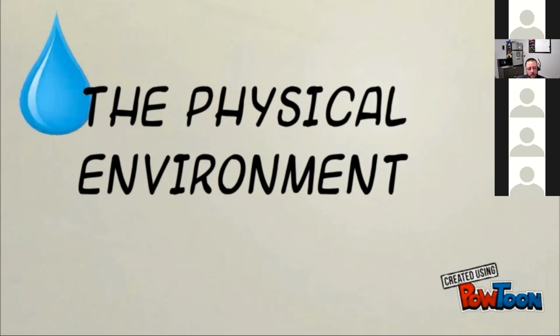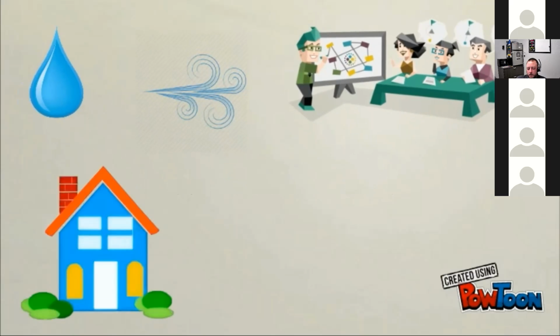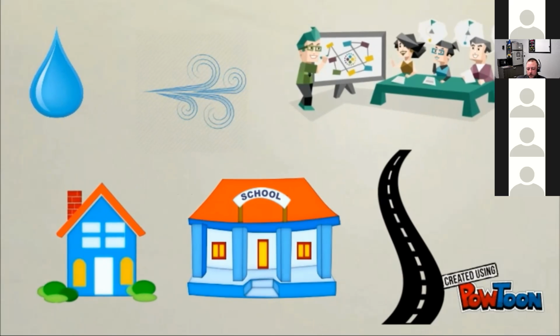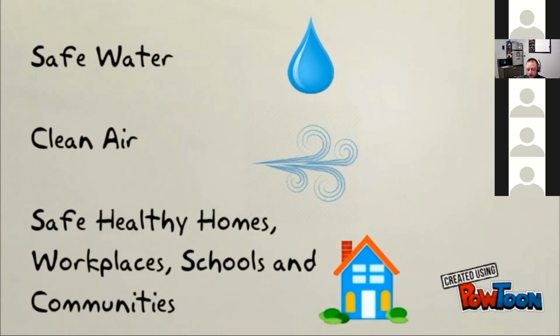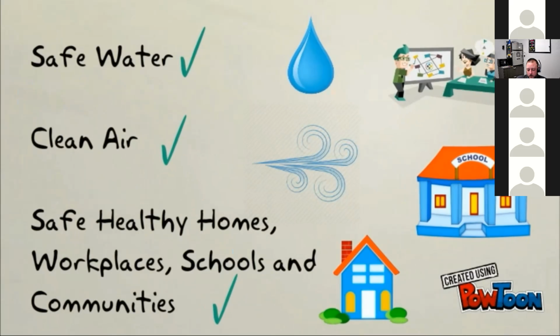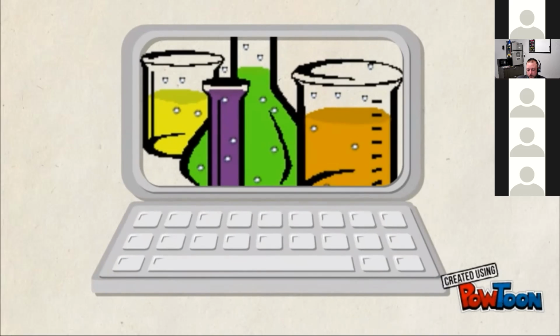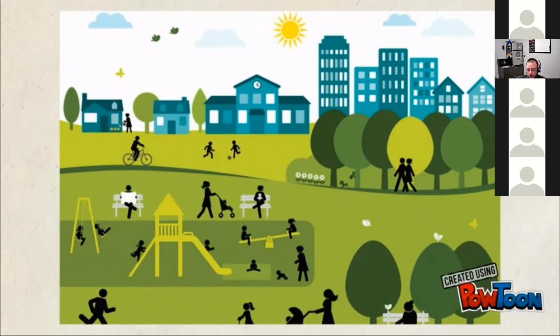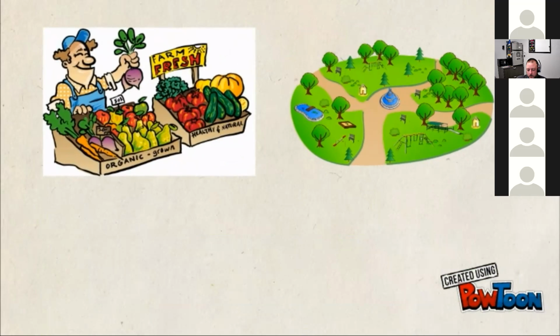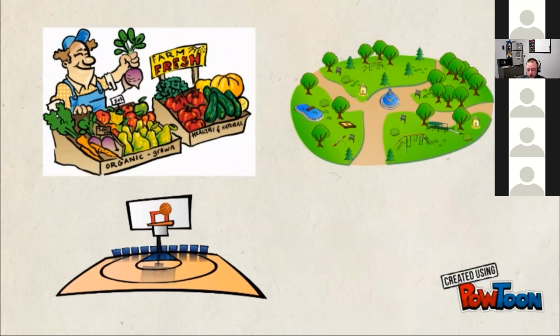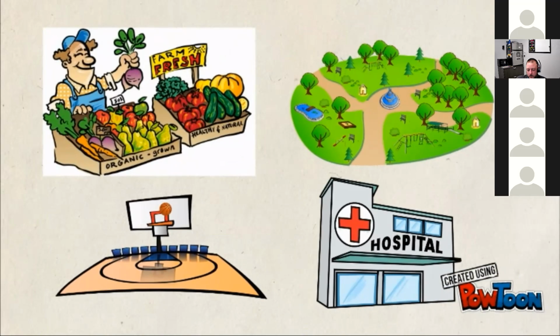The physical environment includes water, air, workplaces, homes, schools, communities, and roads. Some factors in the physical environment that can affect health include safe water, clean air, and safe, healthy homes, workplaces, schools, and communities. There is plenty of evidence to suggest that an individual's neighborhood can greatly affect their health. Research has shown that access to resources such as healthy, affordable food facilities, green spaces such as parks, recreational facilities, and healthcare options leads to better health outcomes.